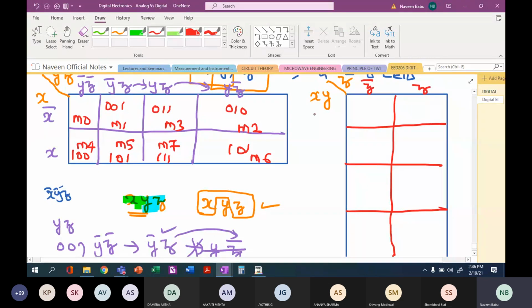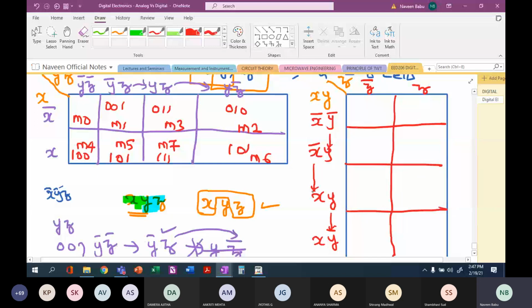Here the first row corresponds to 0, 0, X bar, Y bar. Next one corresponds to X bar, Y, 0, 1. This corresponds to X, Y because only this particular variable has changed. And next row corresponds to X, Y bar because this grayscale change will happen here. Here again you can see only Y bar has changed. Right? So that is what we want.